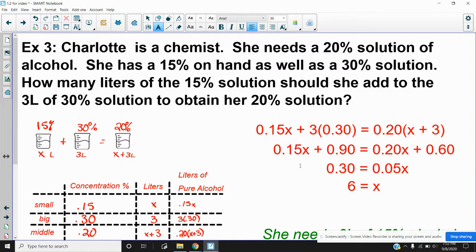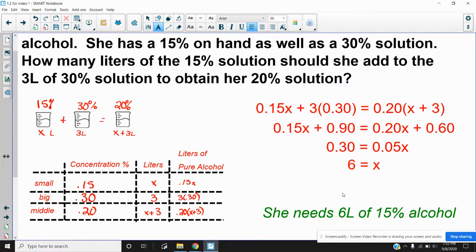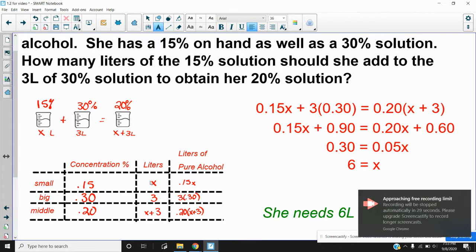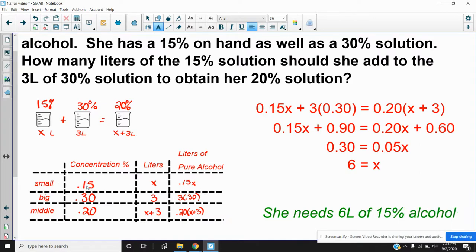So over here, we're solving it, and what we end up with is 6. Now go back over to this chart and we can figure out what X stands for. X is the number of liters of our smallest amount. So we need 6 liters of the 15%, which is what they were asking us for. So at this point, we're done.